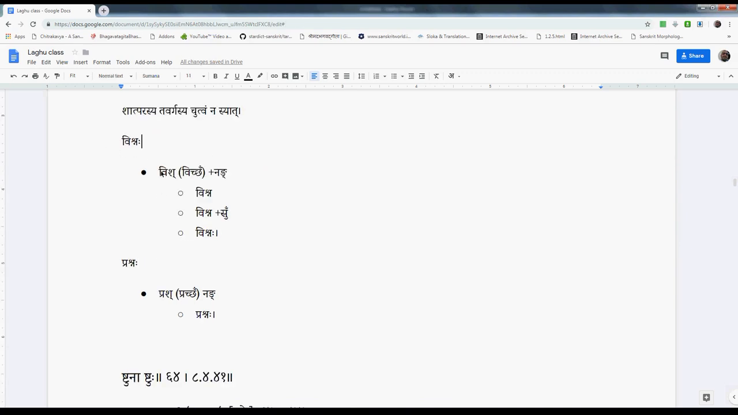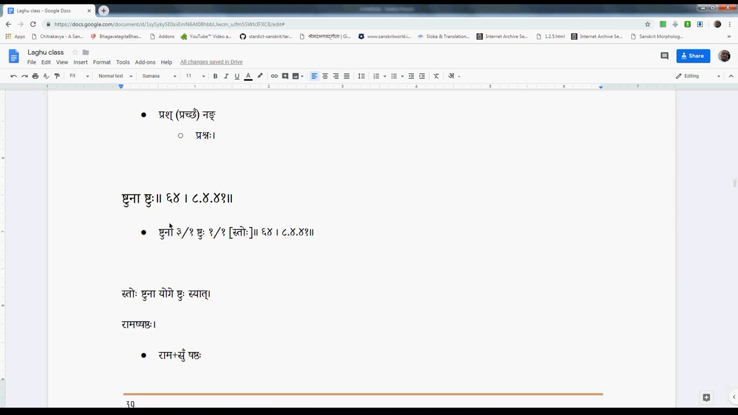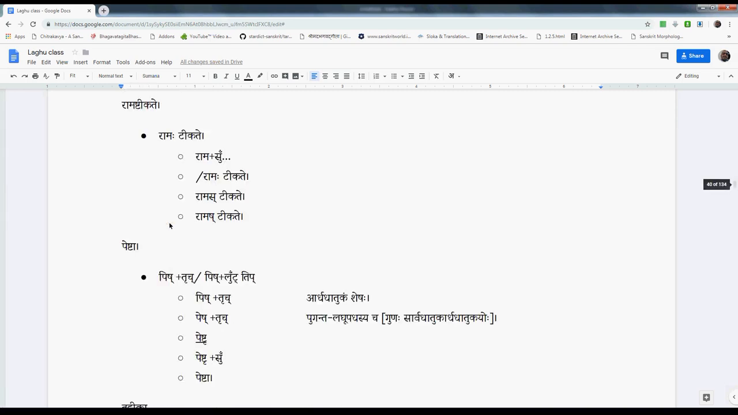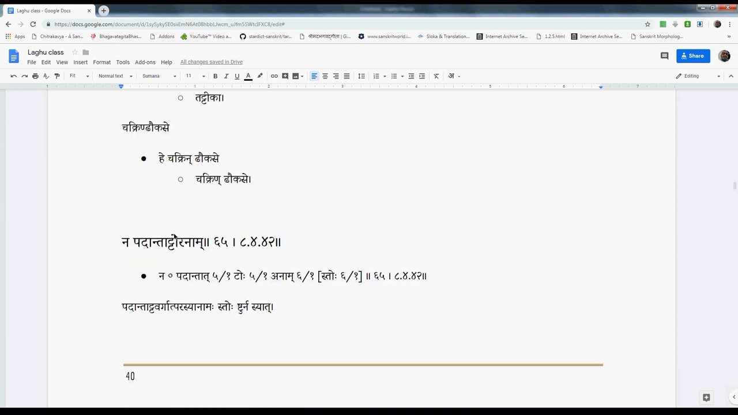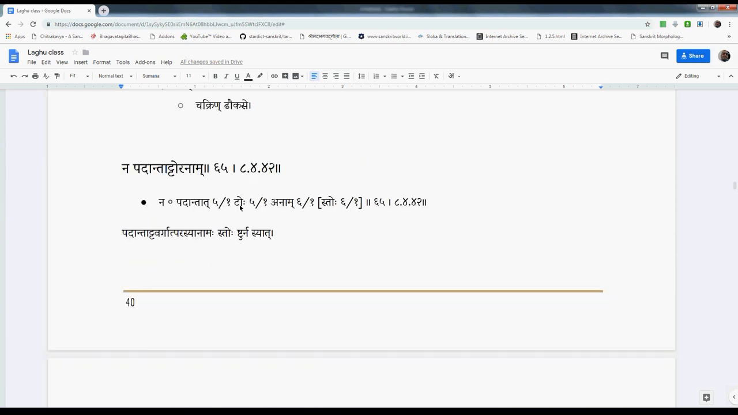Shat, I'll skip. Anyway, shat parasya tavargasya. So there is some specific sutra, shtunaa shtuh. Then, na padaantaat toranaam. Again, specific. Padaanta toh anaam, the sakara and takara in anaam is also the sthani there.